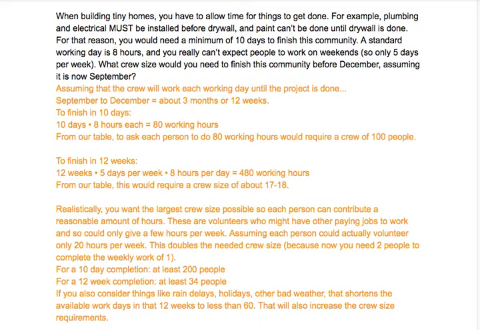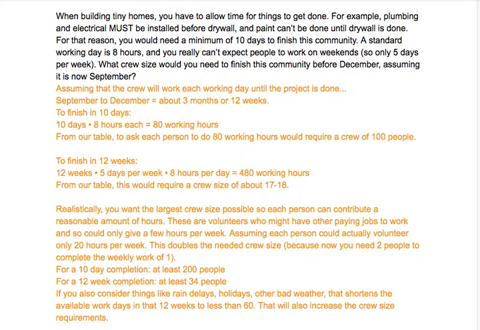You would need 10 days to finish this. A standard working day is 8 hours. You really can't expect people to work on the weekends, so at most, you can only expect 5 days per week that people are going to work. Some people might only work on weekends, so they only work 2 days. So what crew size would you need to finish this before December, assuming it's now about September? If you assume that a crew will work each working day till the project's done, September to December is about 3 months, call it 12 weeks.